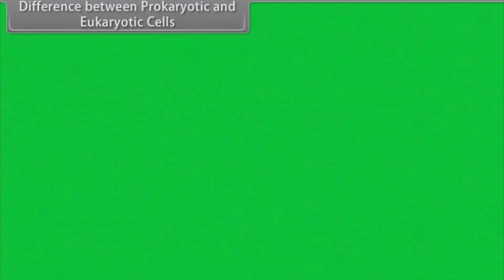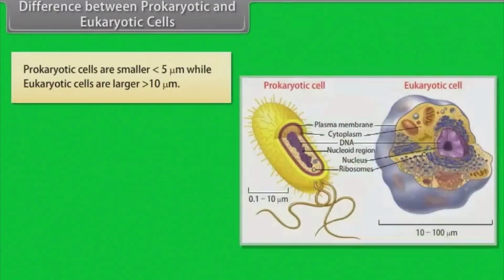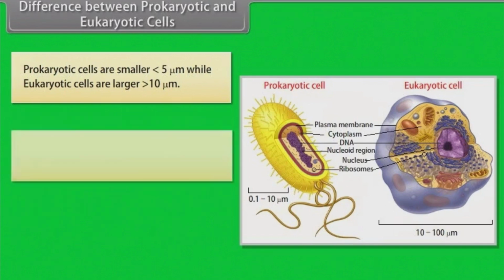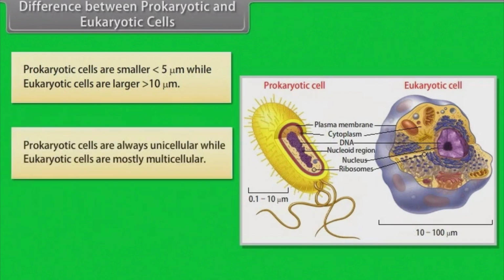Difference between prokaryotic and eukaryotic cells. Prokaryotic cells are smaller, less than 5 micrometer, while eukaryotic cells are larger, greater than 10 micrometer. Prokaryotic cells are always unicellular, while eukaryotic cells are mostly multicellular.